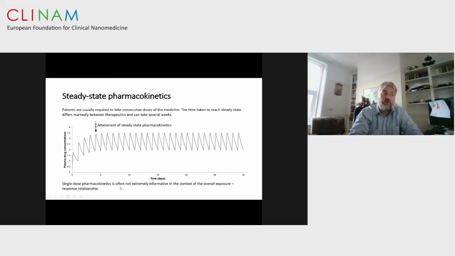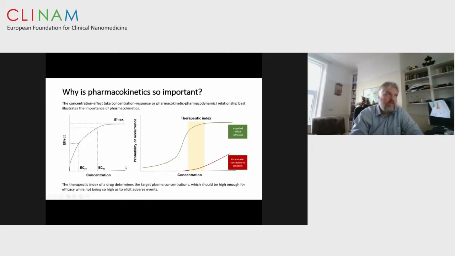Now, this is important because single dose pharmacokinetics is often not very informative in the context of the overall exposure response relationship for a medicine. Pharmacokinetics is critical to understand that you're in that therapeutic range. We can think about Emax models, concentration effect models, where we try to determine the effective concentrations of the drug. And then when we think about concentrations in human populations, we need to think about the probability of either achieving the therapeutic effect shown in green, or the unintended consequence, the toxicity of the drug shown in red. And of course, the goal is to stay within the therapeutic index where you're maximizing the probability of efficacy while keeping the probability of toxicity to a minimum.